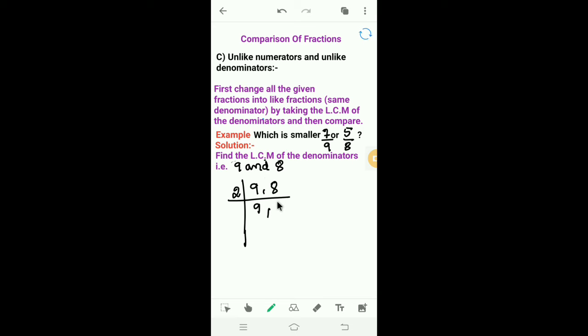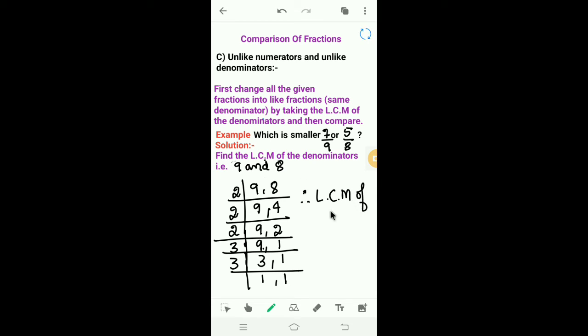Write 9 as it is. 2 4s are 8. Write 9 as it is. 2 2s are 4. Write 9 as it is. 2 1s are 2. Next I will take prime number 3 because 9 is divisible by 3. So 3 3s are 9 and write 1 as it is. 3 1s are 3 and write 1 as it is.